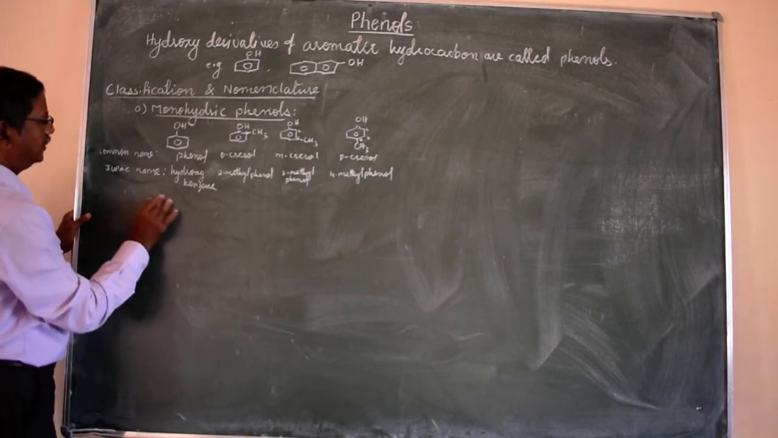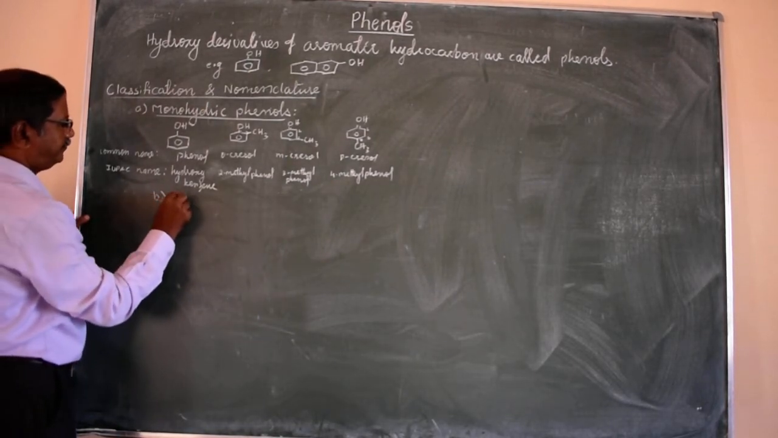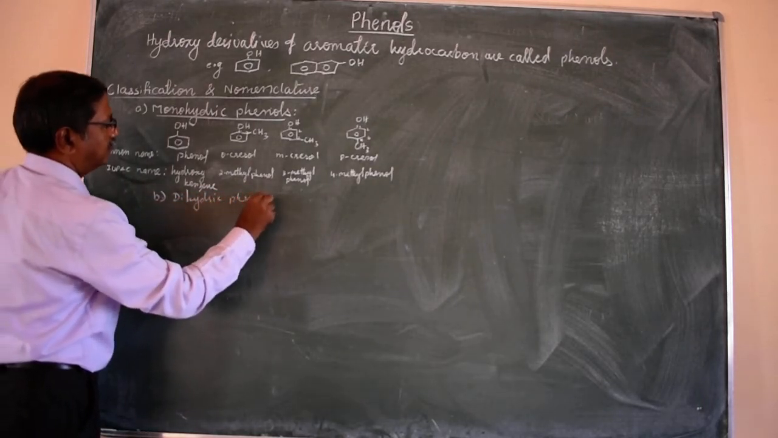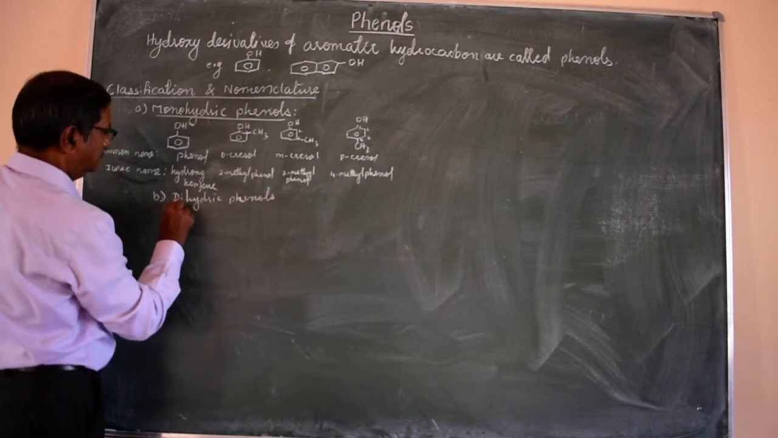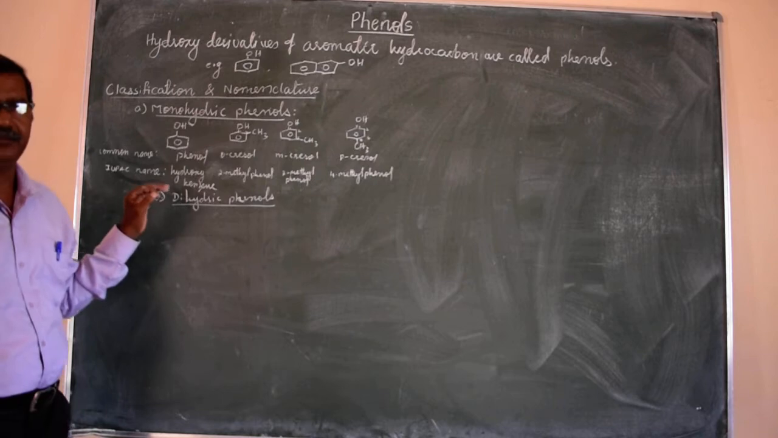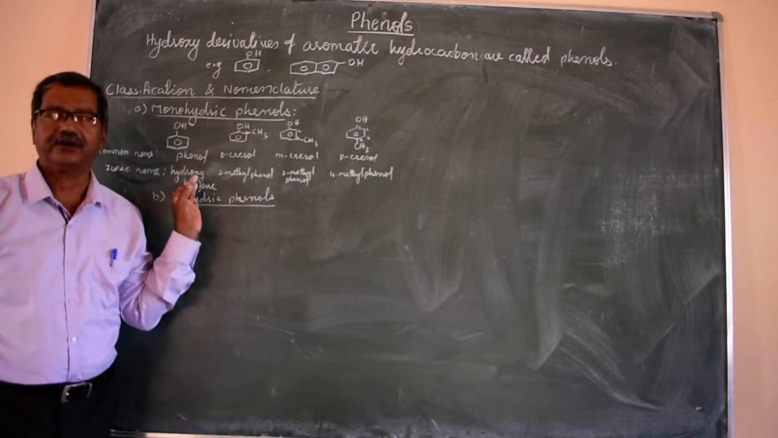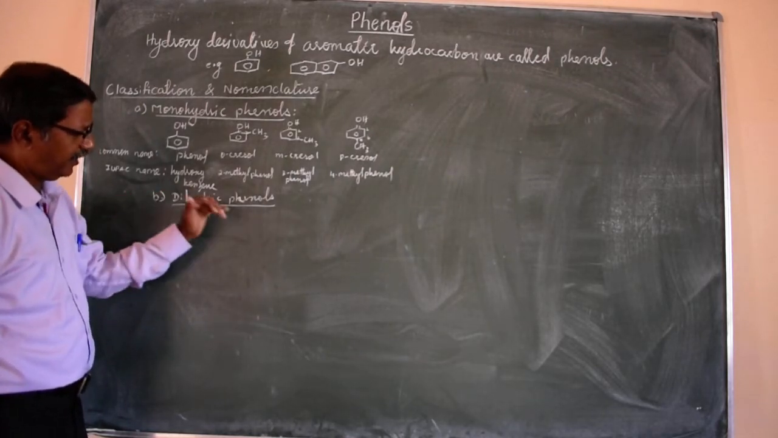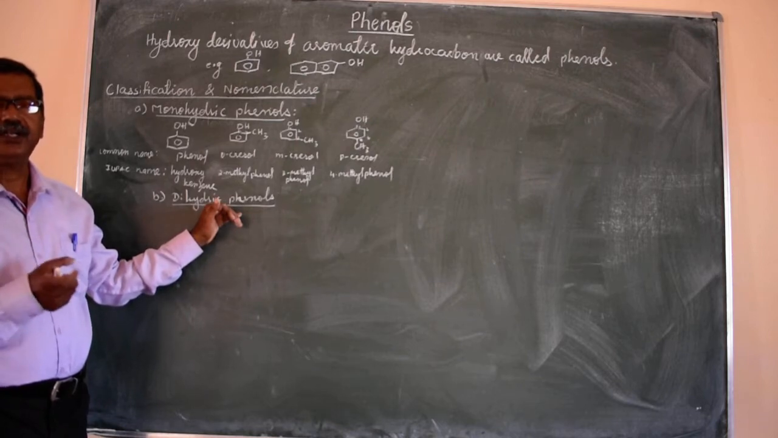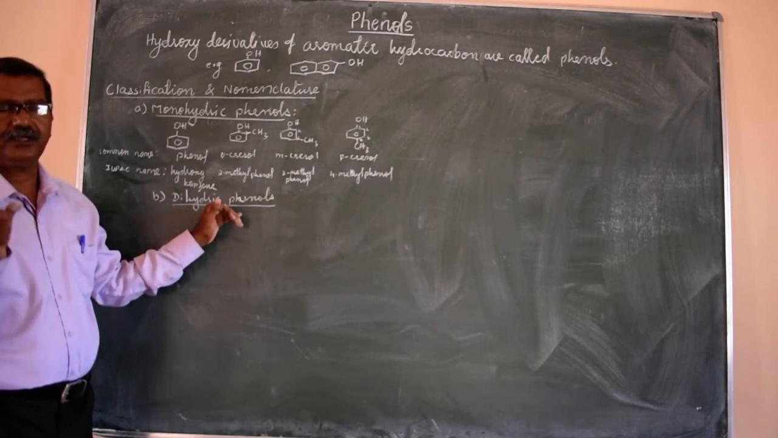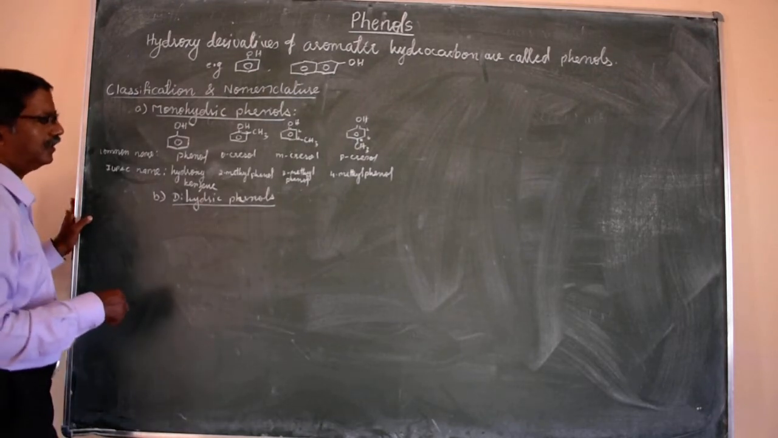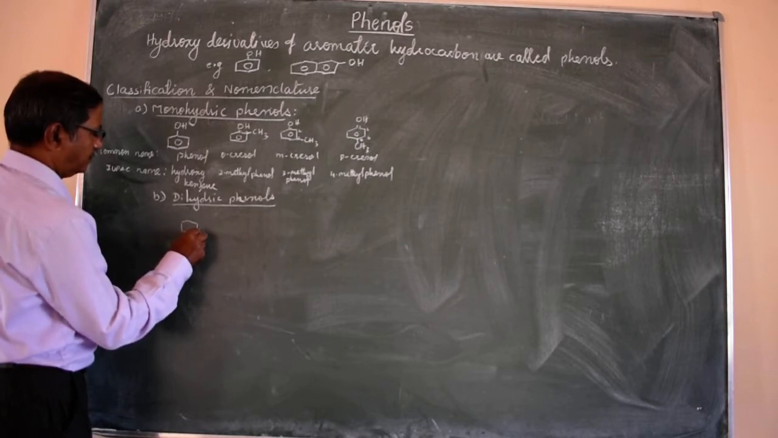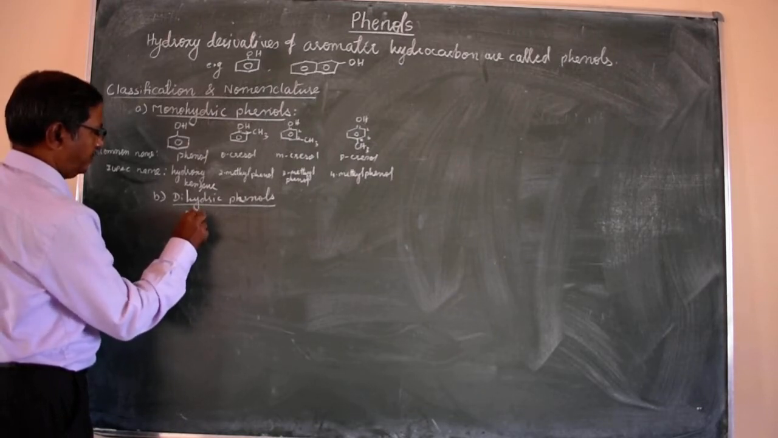Well, afterwards, dihydric phenols. As we know, even in alcohols we studied dihydric alcohols, which contain two OH. Similarly, dihydric phenols are molecules of phenol containing two OH groups. Example for dihydric phenols, we have OH and OH.